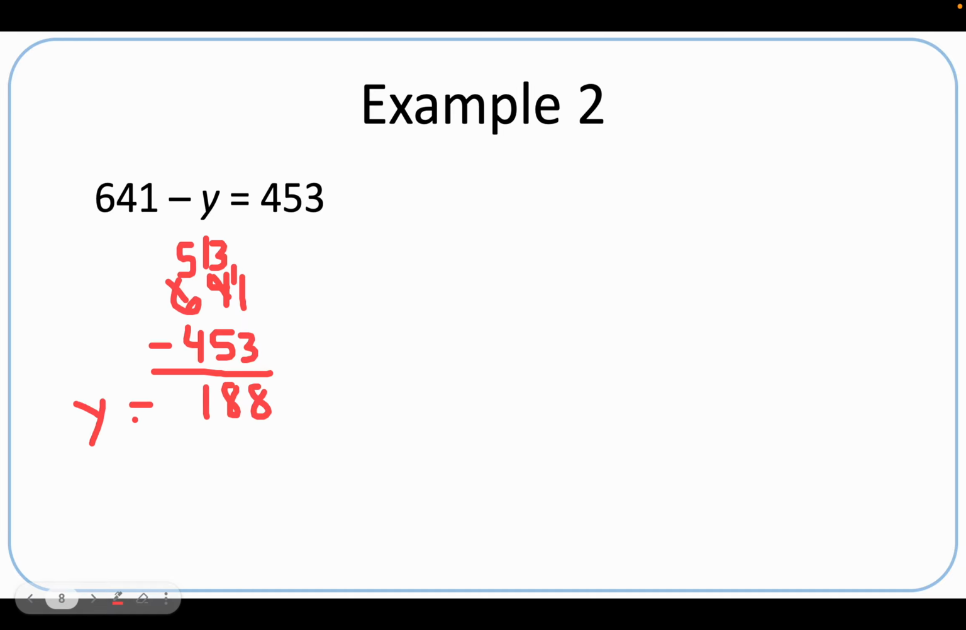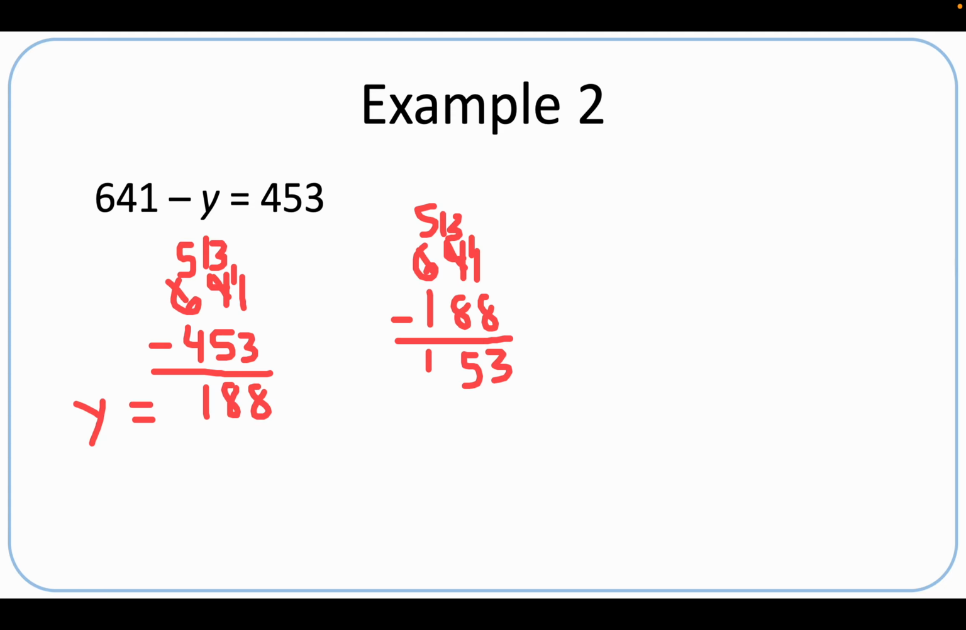And you can always check your answer by substituting that value that you get for your variable and just see, does this actually work? If I do 641 minus 188, do we get 453? Let's see. Need to borrow here. 11 minus 8 is 3. Need to borrow again. 13 minus 8 is 5, and 5 minus 1 is 4, equals 453. So yes, that checks out.